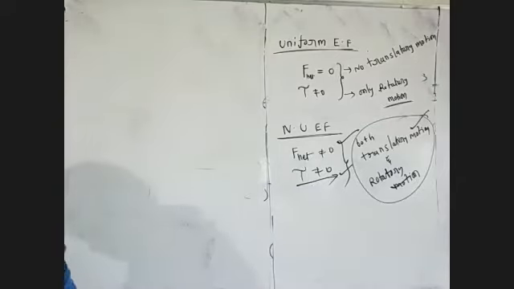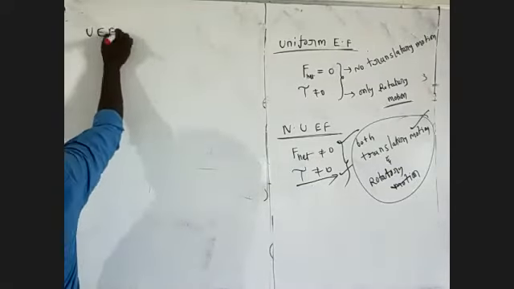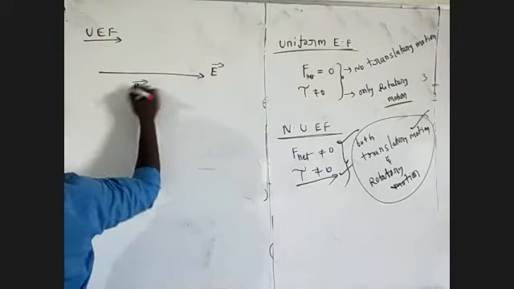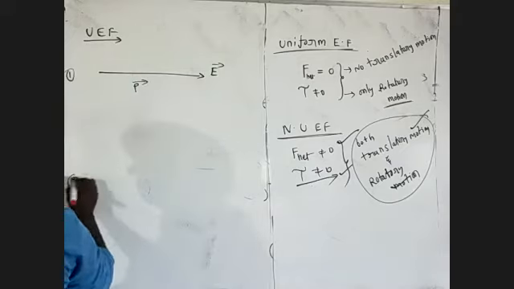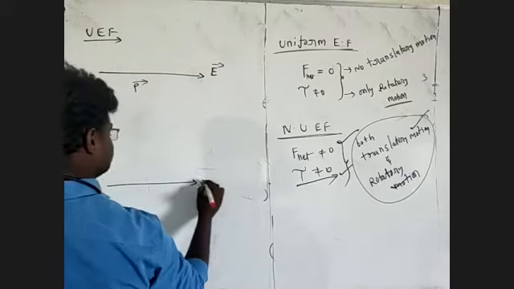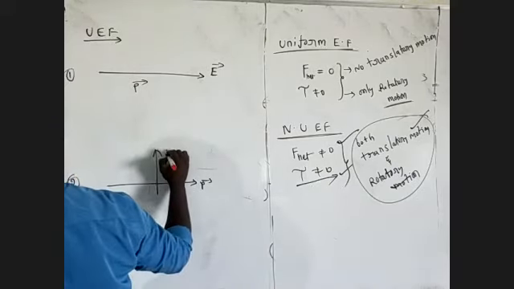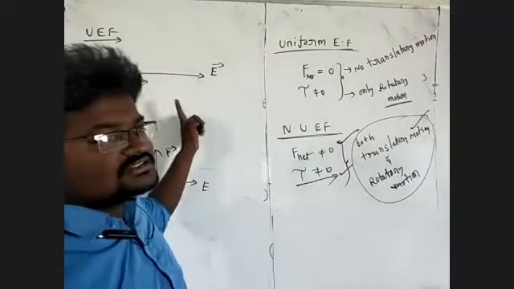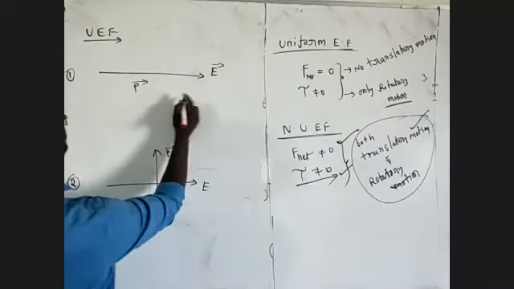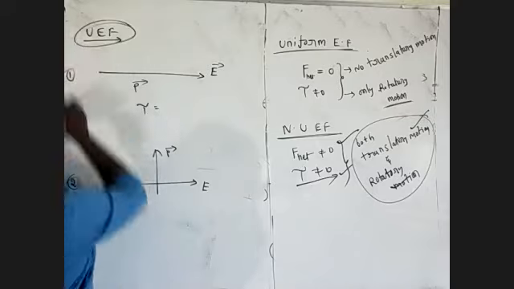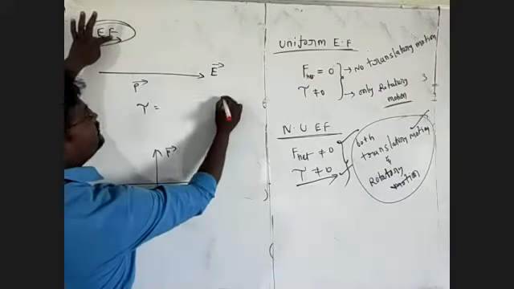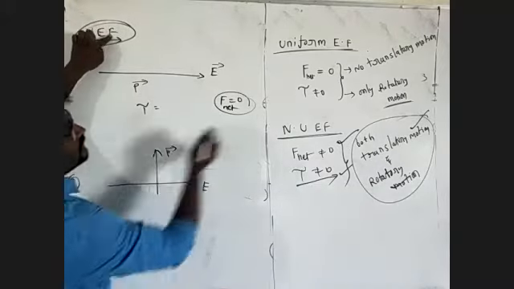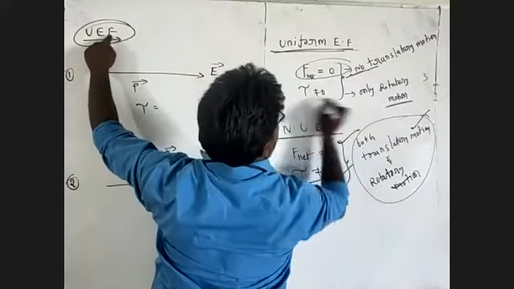Next one. Uniform electric field. For this one, this is E bar, this is P bar. Question number 1, question number 2. For this one, what is the answer? We know the formula. In a uniform electric field, net force is equal to 0, but torque is not equal to 0.